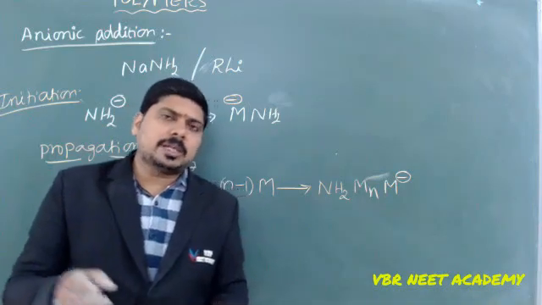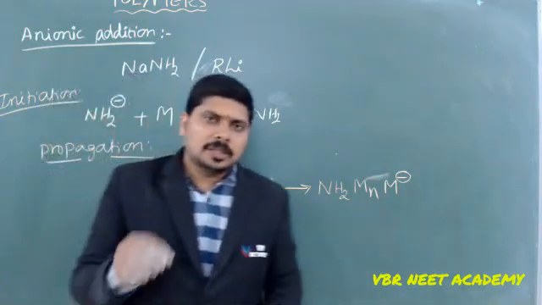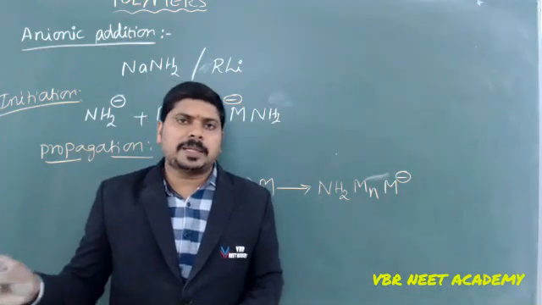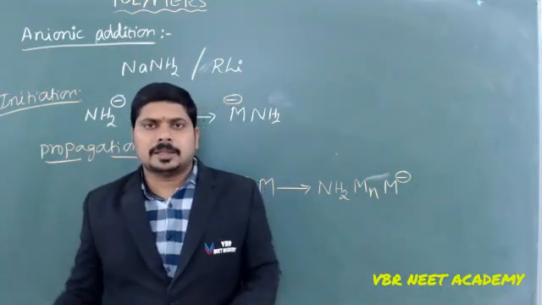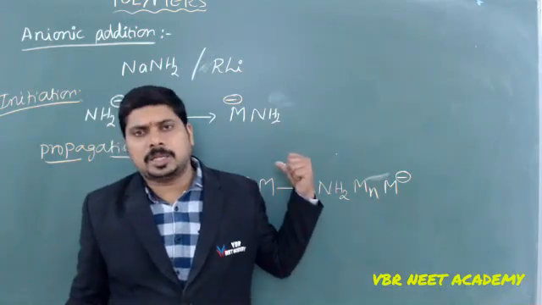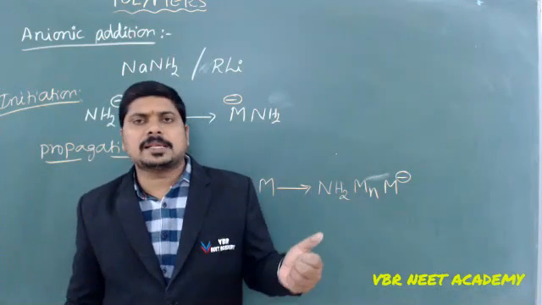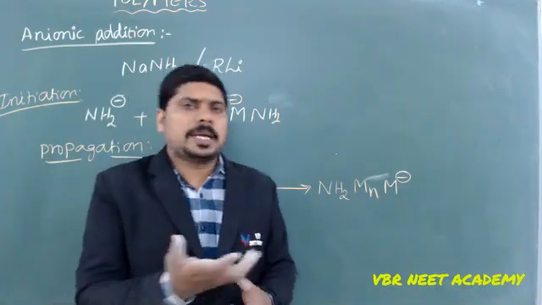So many times they are going to ask a question like, which of the following polymerizations will be undergone by ethylene in presence of sodamide? So what is it going to be? Anionic. In presence of peroxide, it is free radical. In presence of a Lewis acid like AlCl3, it is going to be cationic.